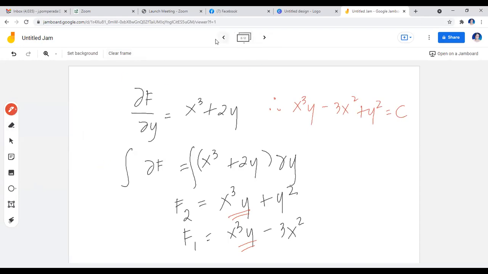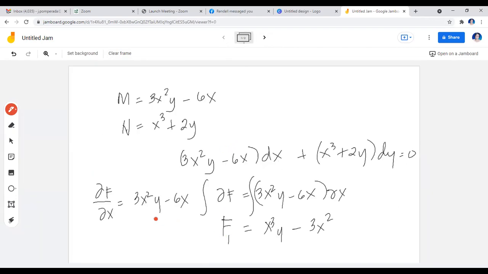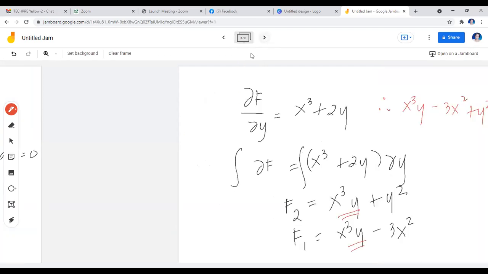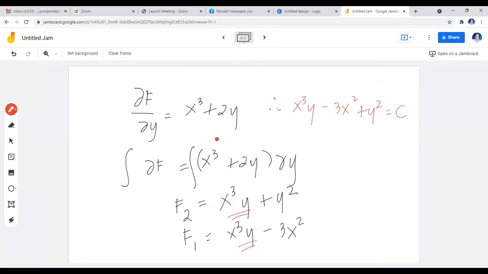This two-page solution only constitutes partially integrating M and N. This is partial integration with respect to x for your M and partial integration with respect to y for your N. And then compare the common and the uncommon terms and copy. And that's it. Do you have any questions? It's up to you which of the three methods you're really going to use.